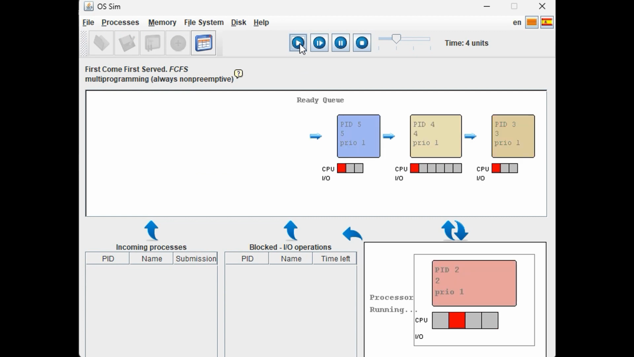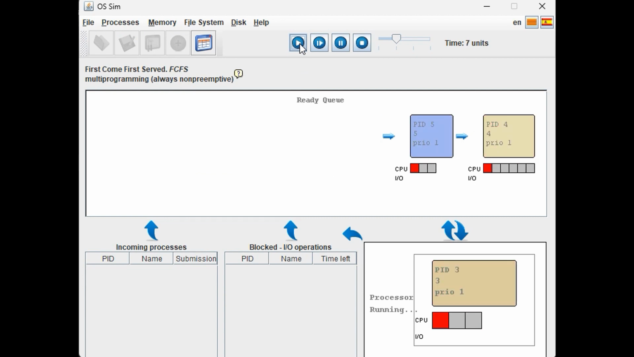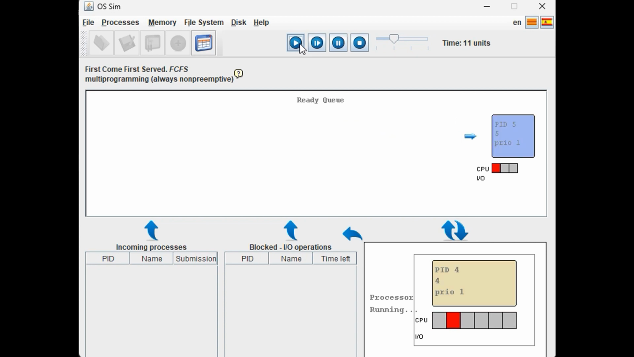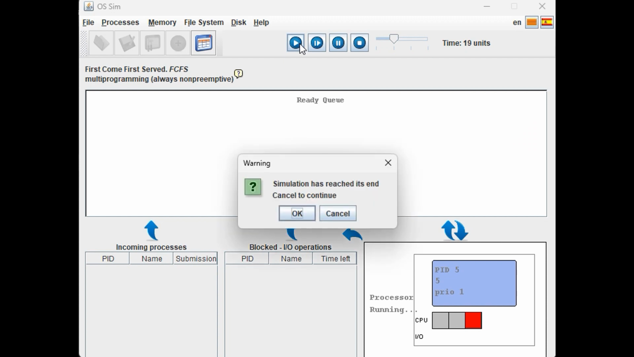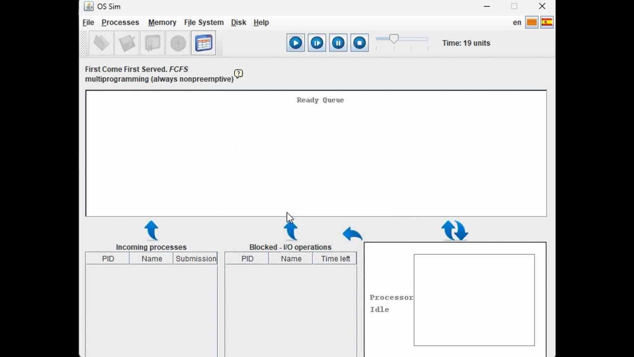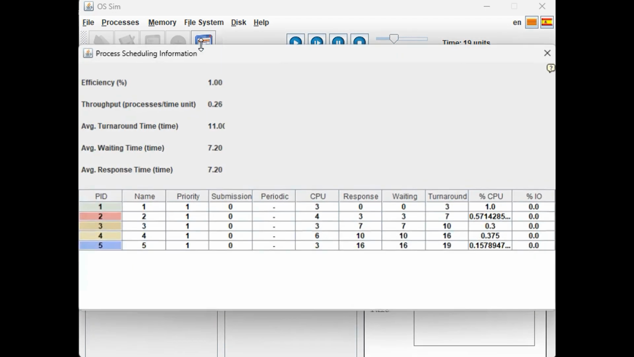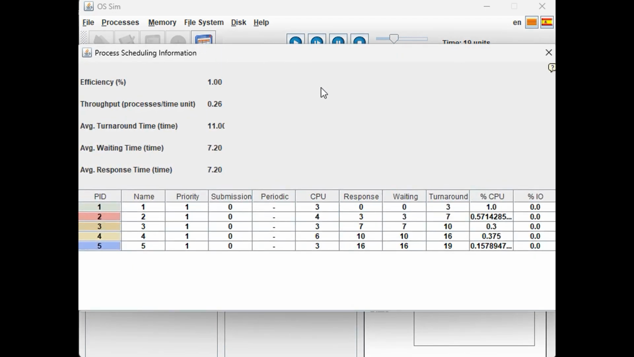FCFS scheduling is easy to understand and implement. However, it may not always be the most effective scheduling algorithm. One of its drawbacks is the convoy effect. It is a main drawback in the FCFS CPU scheduling algorithm, where short processes might have to wait for longer processes to finish, leading to an ineffective CPU scheduling algorithm.